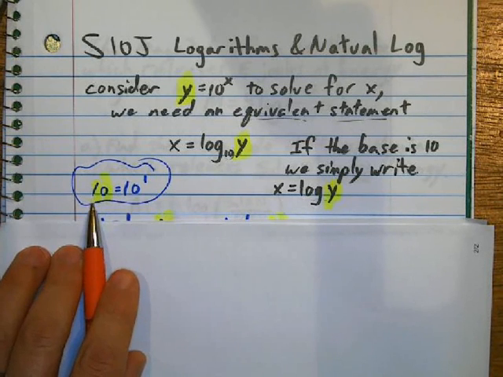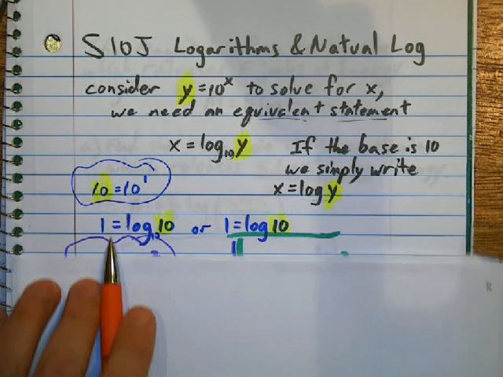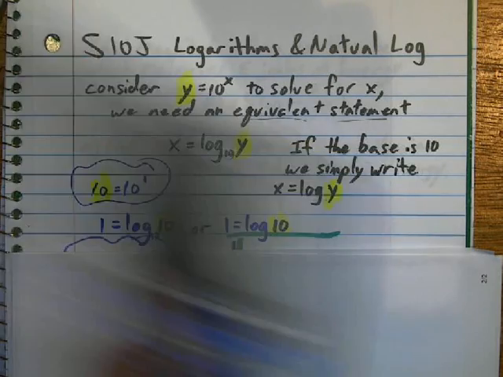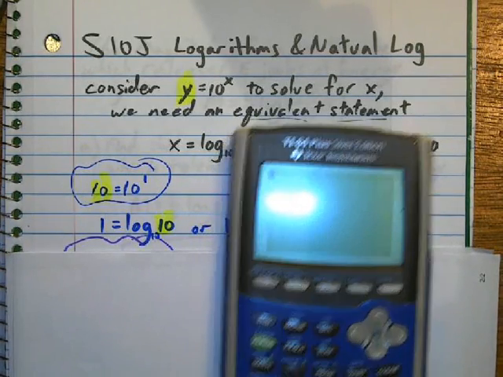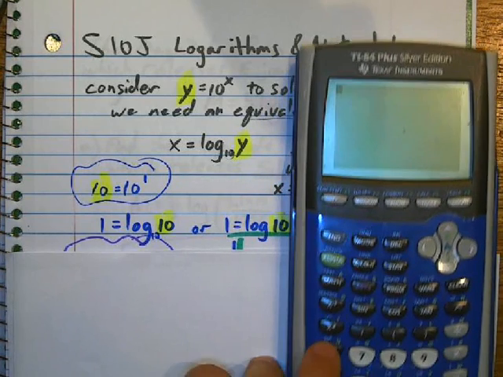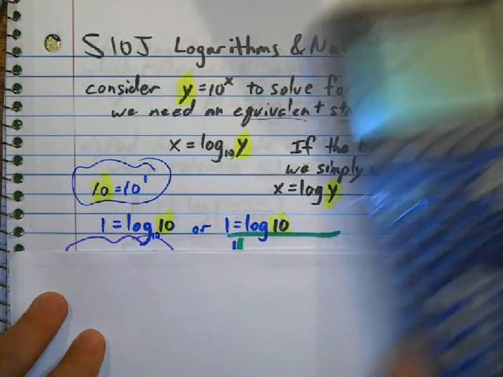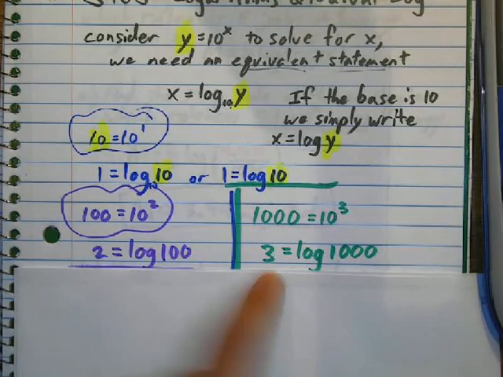So basically if I've got 10 to the 1 power, we could write this as 1 equals log 10, and we could even verify that on the calculator. If I type in log and then 10, enter, I'm going to get 1. Or if I do log 100, I'm going to get 2. And if I do log 1,000, I'm going to get 3.